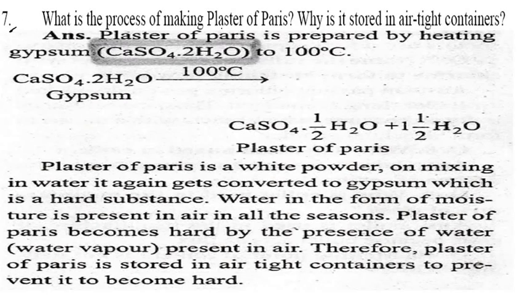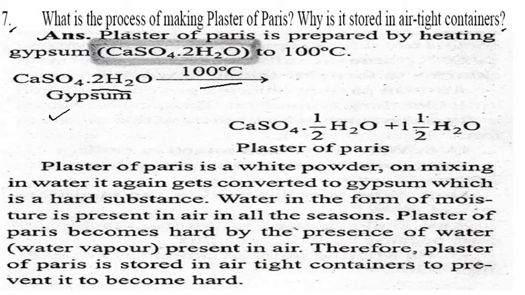Now come to the 7th question. What is the process of making plaster of Paris? Why is it stored in airtight containers? The process is that on heating gypsum, it forms plaster of Paris. The gypsum formula is CaSO4·2H2O. On heating at 100 degrees C, it forms plaster of Paris.